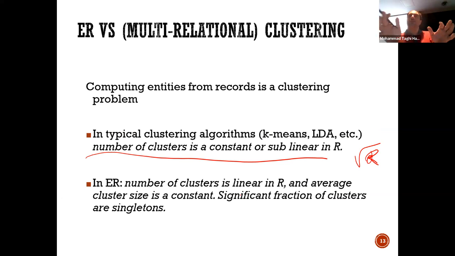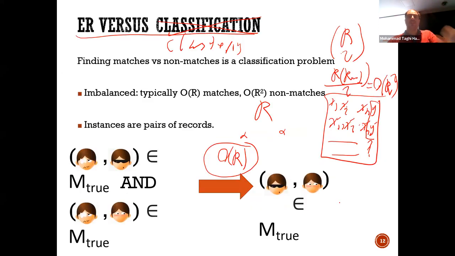Also, as I mentioned, in clustering, generally some clusters can be very large because there's only a constant number of them. But in ER, the number of clusters is linear in R, and the average cluster size is also constant. It is not big because each person can create only a few avatars. In particular, a good number of clusters are just singletons. Some people may have just one avatar, one Gmail account, or one Facebook account. But that's a clustering thing.